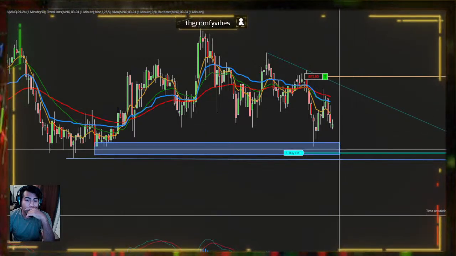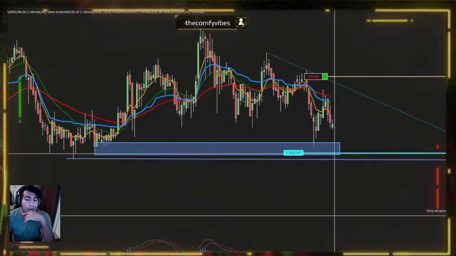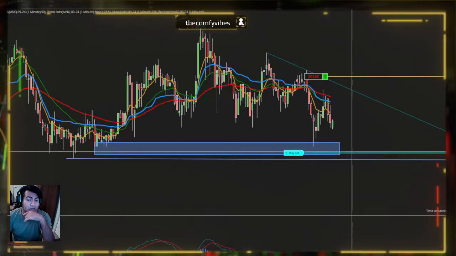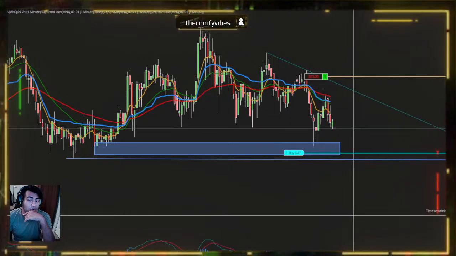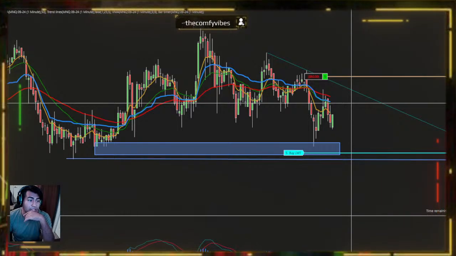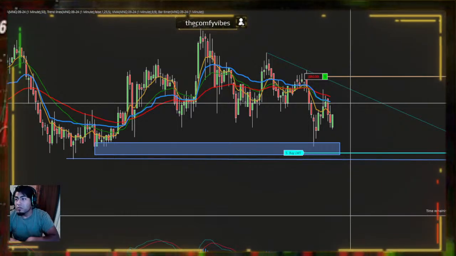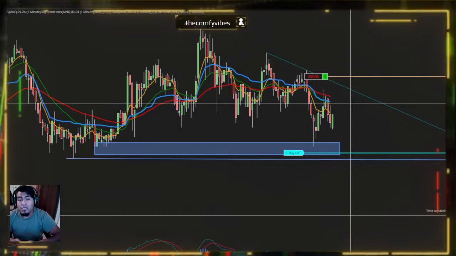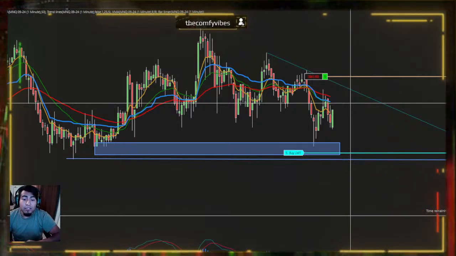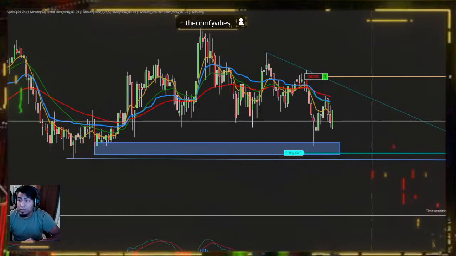So I want to see this thing go below here, hit my buy limit order here, move my break even here, and then if it does go above that 21, then I will be getting out. So let's see. This is going to be my last trade, guys. If it hits here, that will be my last trade.